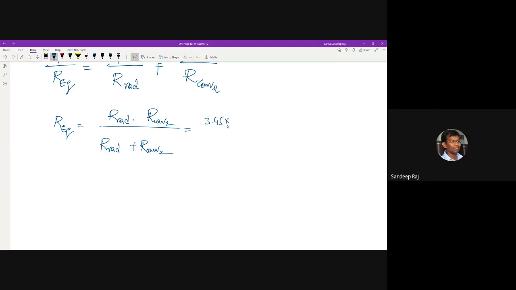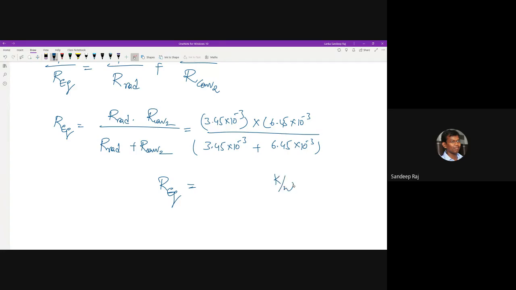It is 3.45 into 10 to the power of minus 3 into 6.45 into 10 to the power of minus 3, divided by 3.45 into 10 to the power of minus 3 plus 6.45 into 10 to the power of minus 3. So what is this value? R equivalent. Somebody please calculate and tell me this value. Here, this value will be in Kelvin per watt.